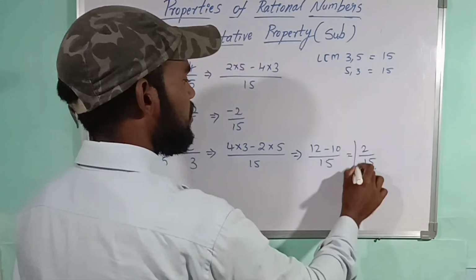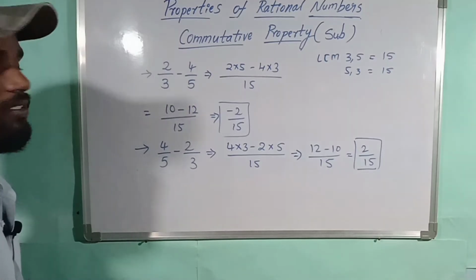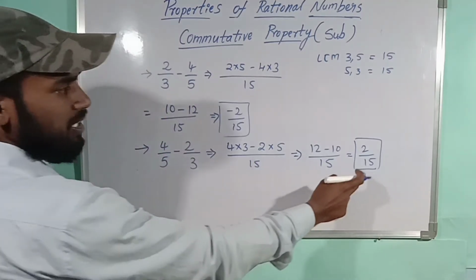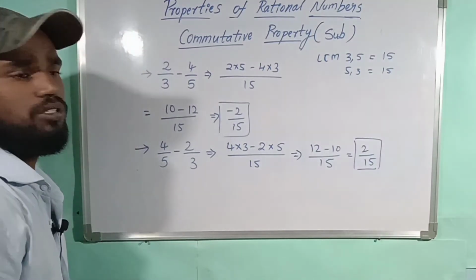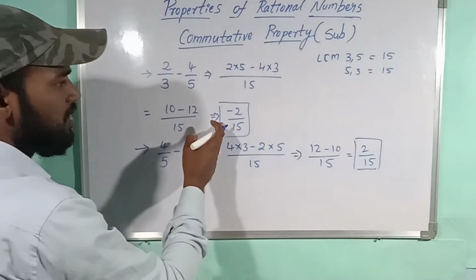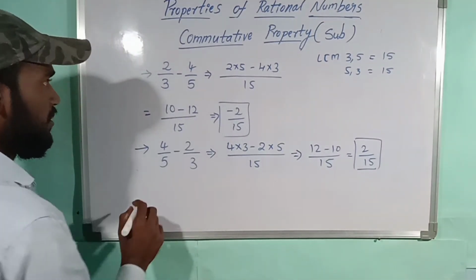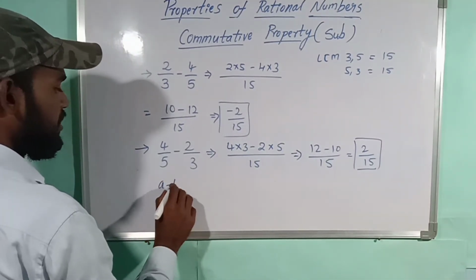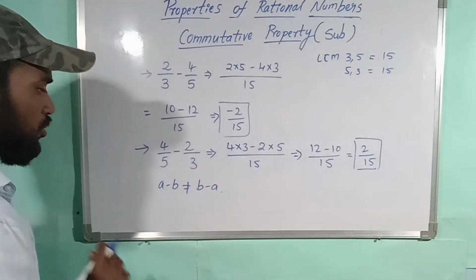See the results of these two subtractions. The result is minus 2 by 15, and the result is 2 by 15. Are both equal? No, those are not equal. One is negative and one is positive. So a minus b is not equal to b minus a.